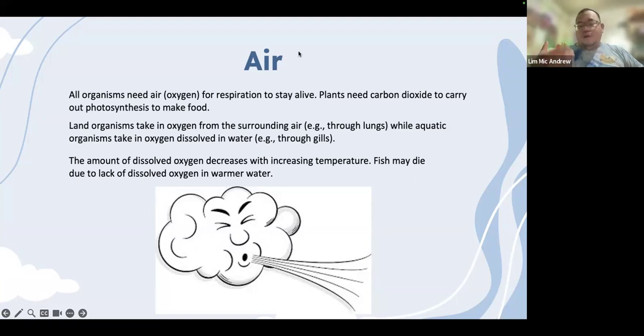So we humans need oxygen to survive. The plant needs oxygen to survive. However, the plant also needs carbon dioxide to make its own food. So this particular air affects the survival of the organism. Very few organisms can survive in the presence of a low oxygen level. I know one organism, such as the bacteria found in a mangrove, can survive in a very low level.